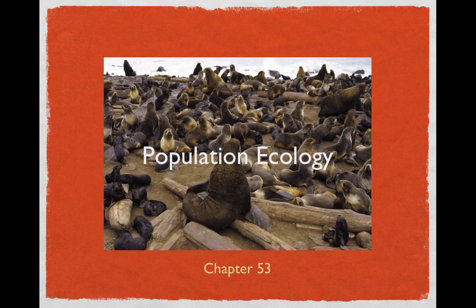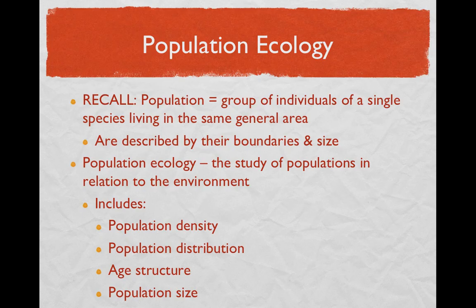This is chapter 53. This chapter is all about population ecology. So how do we study population size versus dispersion? And the chunk of this chapter really focuses on population growth and the factors that determine how those populations will in fact grow. So let's just start off by remembering a couple of things.